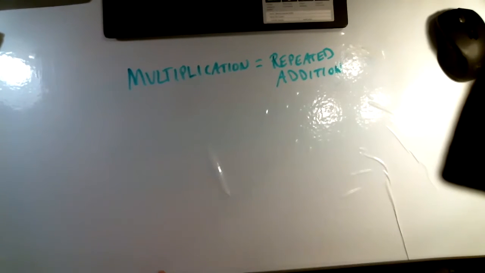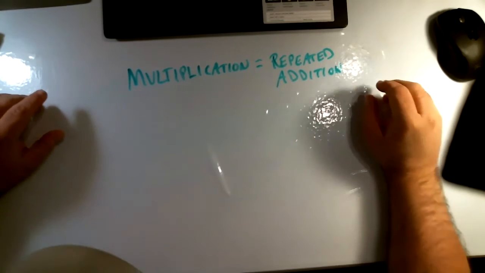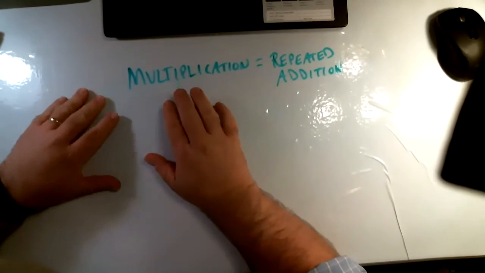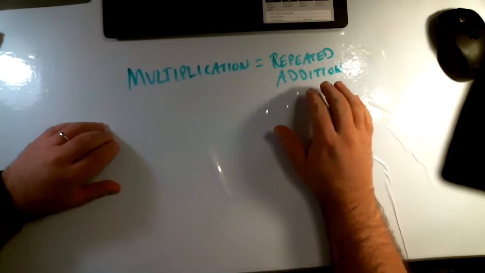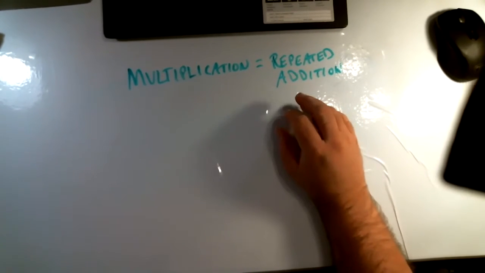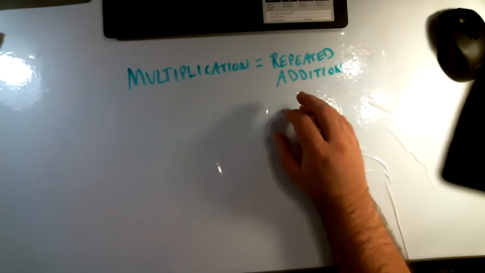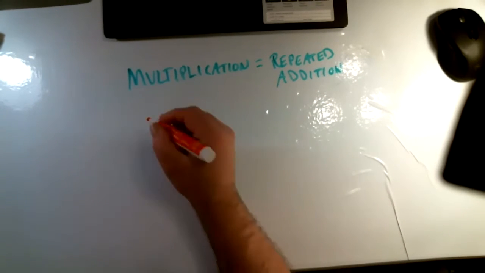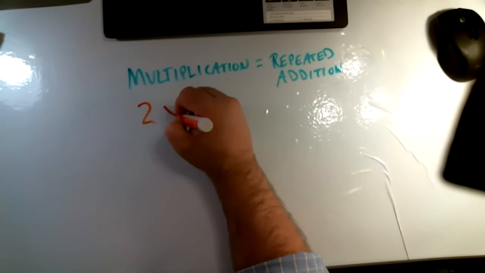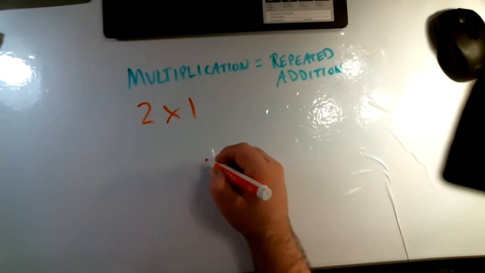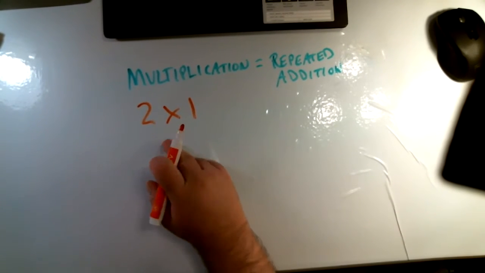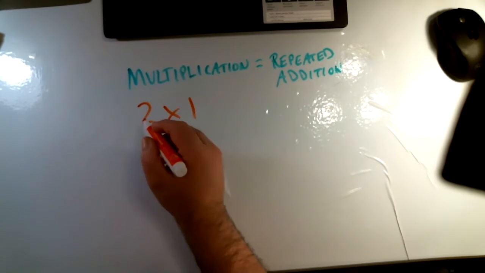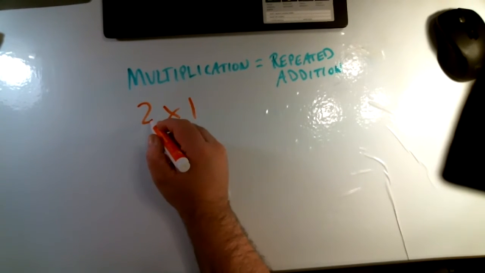Okay, so guys, this is just a little help from our class. And again, I want to review that multiplication is basically what's known as repeated addition. Okay, and so I'll do the number 2 times the number 1. And 2 times 1 means how many times am I adding 2 to itself?